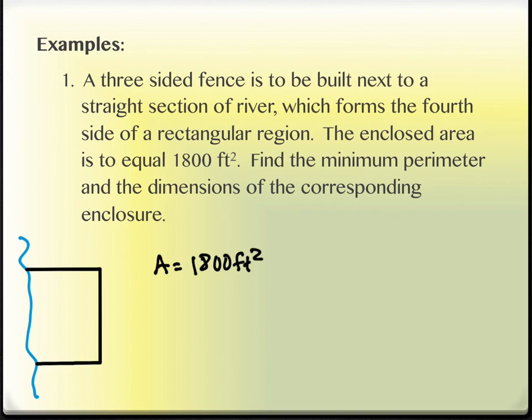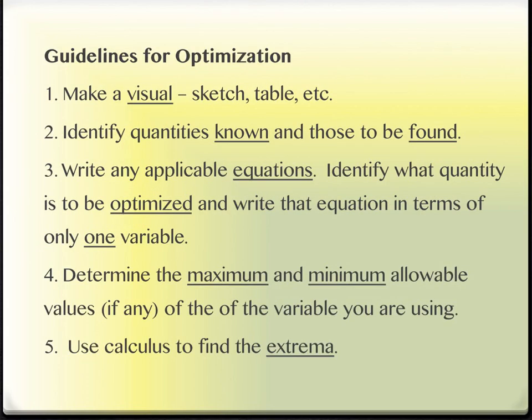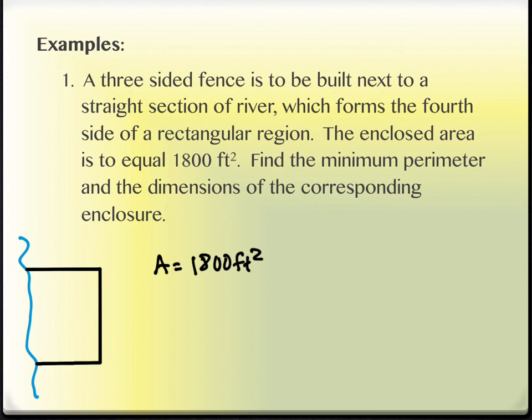Okay, so I'm at the point where I'm looking at part 2, where it says identify quantities known and those to be found. I know the area, and I'm asked to find the perimeter, right? It says, what's the perimeter?